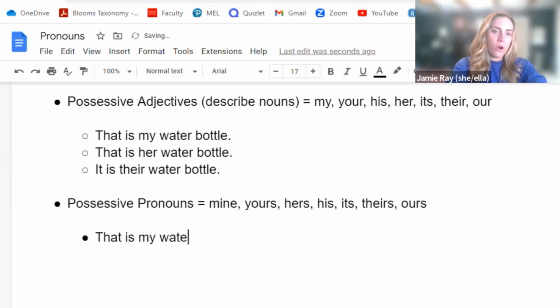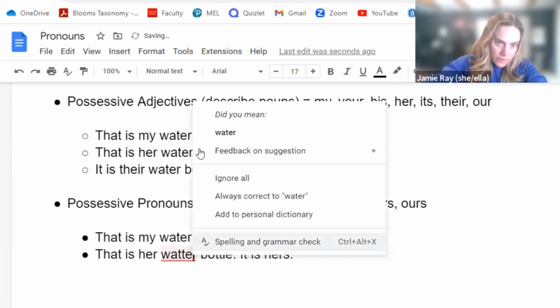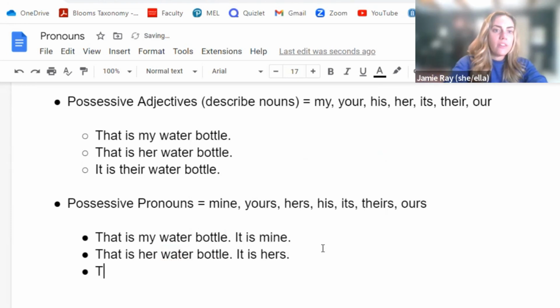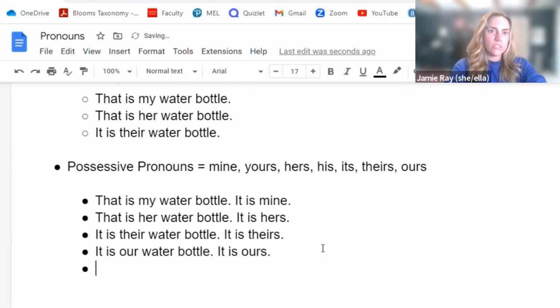that is my water bottle. It is mine. Or that is her water bottle. It is hers. It is their water bottle. It is theirs. It is our water bottle. It is ours. It is, who am I missing? Your water bottle. It is yours.